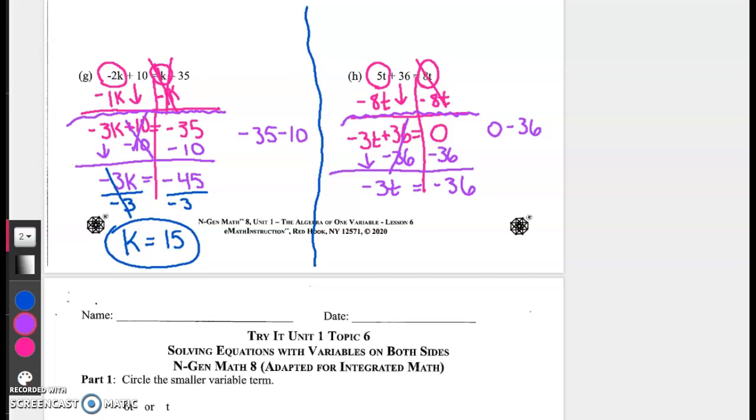Now we have to undo the multiplying or dividing. Negative 3t, remember we have a number right next to a variable, it means multiplication. So the opposite is to divide. So I'm going to divide this by the same thing, negative 3. Divide this by the same number, negative 3. This cancels. We're left with 1t or t, and negative 36 divided by negative 3 is going to give me a positive 12.